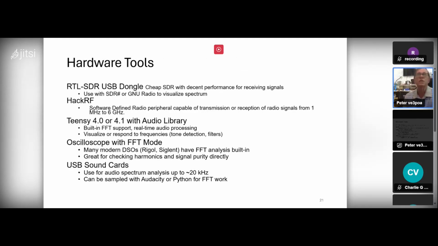Hardware: RTL dongles, I think most of us have that, and probably HackRF. There's a few with the HackRF. Teensy 4.0, 4.1, they tell me, with the audio library is good. Oscilloscopes with the FFT mode. Davis should be our resident expert on using oscilloscope FFTs, since he sent his scope out for repairs a while back and had no choice but to use the FFT mode on his scope. And then the USB sound cards.